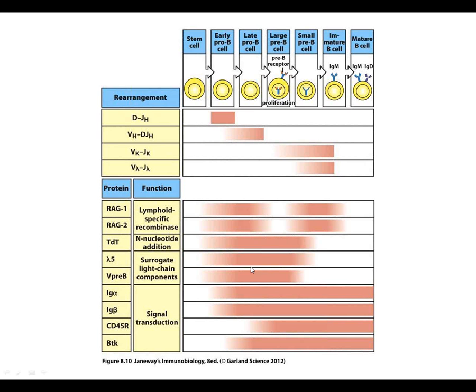Of course, the surrogate light chain, we know, goes away as soon as IgM is expressed. And then for signal transduction, remember that IgM doesn't transduce all the way to the nucleus, but it has some helpers, like Ig alpha and Ig beta. They're going to help signal, and they come up at a very early stage.